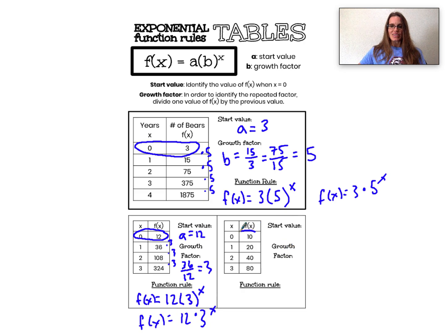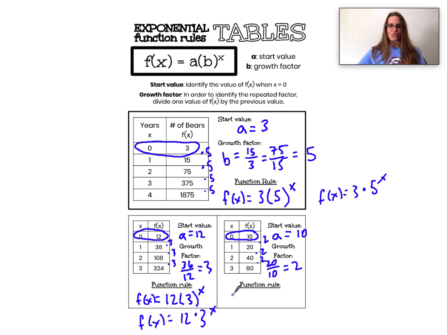Last example. Start value. Dang it, again in the first row. I should have given you a different example. But we're not looking for the first row. We're looking for the row where x is 0. The start value is the value of f of x, which is 10. Growth factor, let's pretend that I can't see what I multiply by 10 to get 20. I'm going to divide 20 by 10. My growth factor is 2. This is a great table though, because I can definitely tell that 10 times 2 is 20, 20 times 2 is 40, and 40 times 2 is 80.